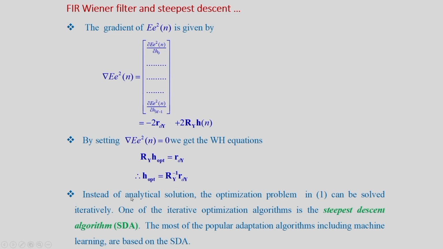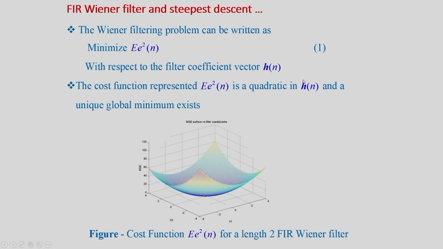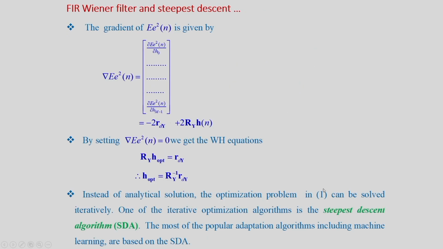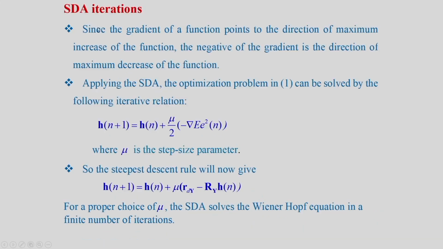Instead of this analytical solution, this optimization problem can be solved iteratively. One of the iterative optimization algorithms is the steepest descent algorithm, SDA. Most of the popular adaptation algorithms, including machine learning, are based on the SDA. So, that way SDA, steepest descent algorithms, are very popular. From machine learning to deep learning, this algorithm is used.